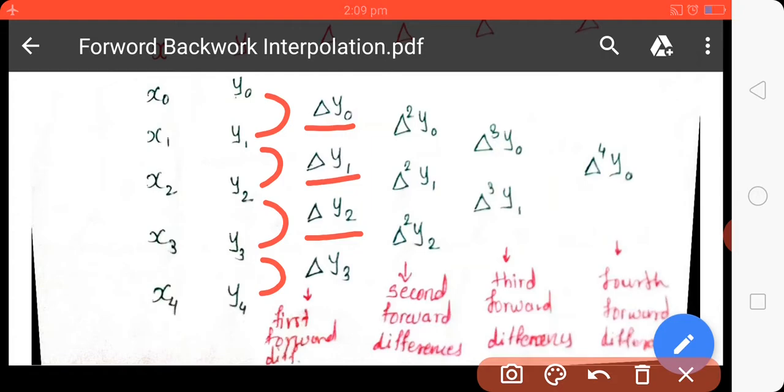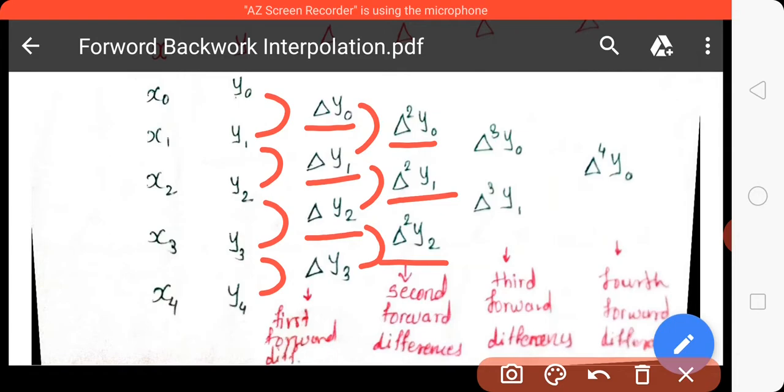Now we calculate the second forward differences. For this we take the difference delta y1 minus delta y0. This gives delta square y0. Next we calculate delta y2 minus delta y1. This gives the value of delta square y1. Next we calculate delta y3 minus delta y2. This gives the value of delta square y2. These are the second forward differences.